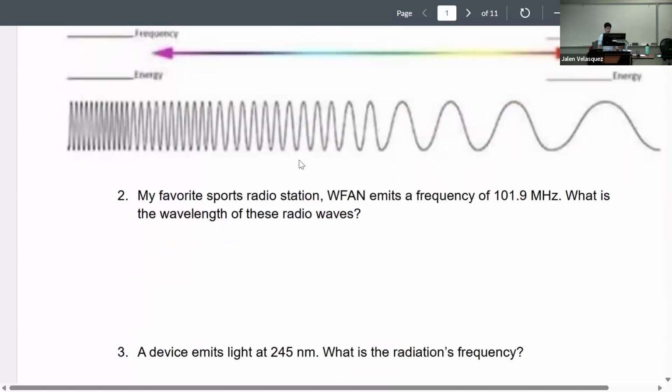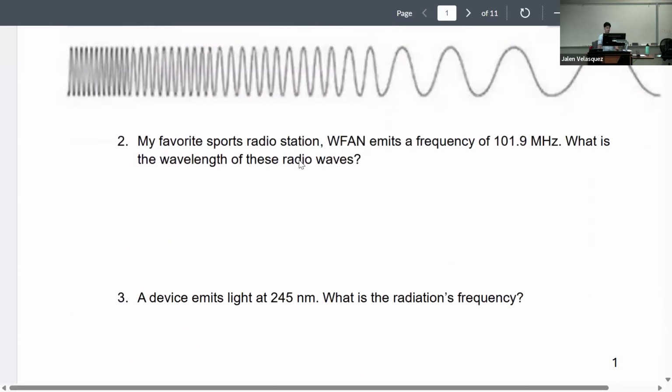All right, so let's go to number 2 now. A radio station, WFAN, emits a frequency of 101.9 megahertz. What is the wavelength of these radio waves? If you haven't done it already, I'll give you a moment to work through this, and we'll go over it in just a second here.